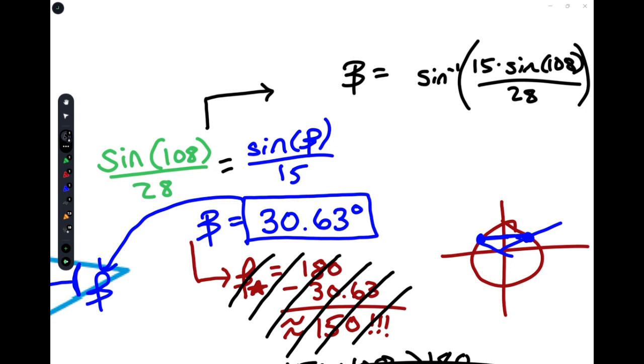I'm in degrees. But wait, is that radians or degrees? Either way, 15 times sine 108, close parenthesis, divide by 28, close parenthesis. I got 30.63.